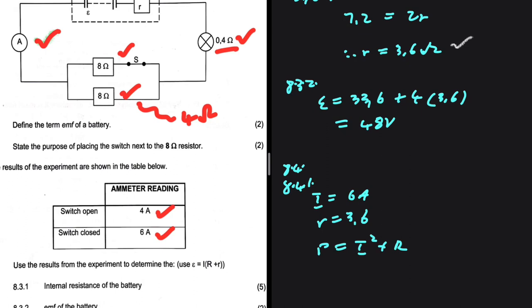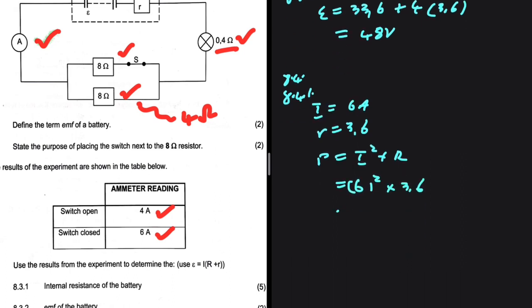But looking at the variables we have, it is wise that we use I squared multiplied by R, because we don't have to find a variable and substitute again. If we go ahead and do that, we're going to have 6 squared multiplied by 3.6. This is equal to 129.6 watts. That is the answer to 8.4.1.